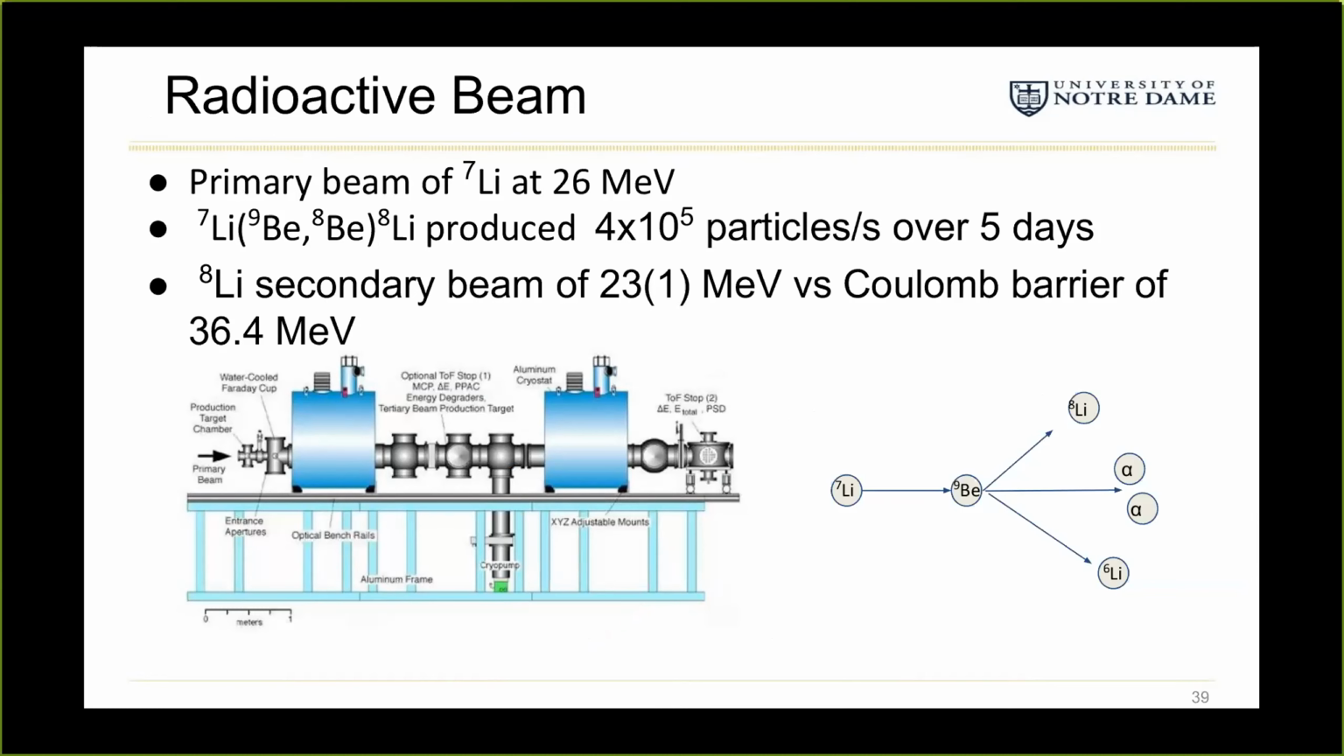So this was also performed at the University of Notre Dame. We produced a primary beam of lithium 7 at 26 MeV. Using this time a lithium 7 beam on a beryllium 9 foil, we were able to produce our lithium 8 and then use TwinSol to separate out the lithium 8 of interest. The experiment produced 4 times 10 to the 5th particles per second, and we ran over the course of 5 days. The lithium 8 secondary beam energy was 23 MeV, which is below the Coulomb barrier of 36 MeV. We had to run a little bit lower in energy because lithium on gold has a lower Coulomb barrier than does beryllium on gold.